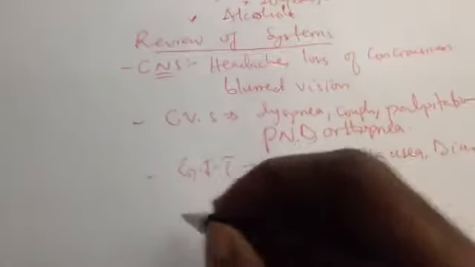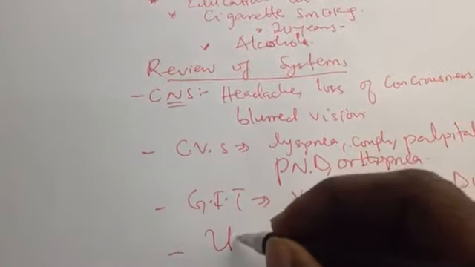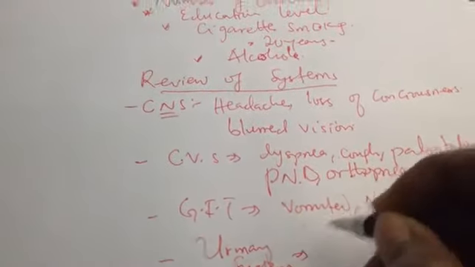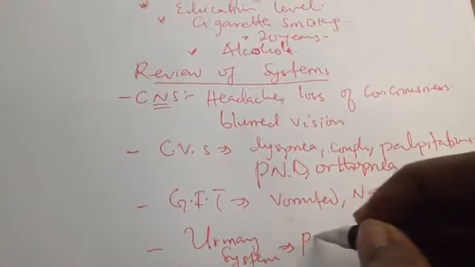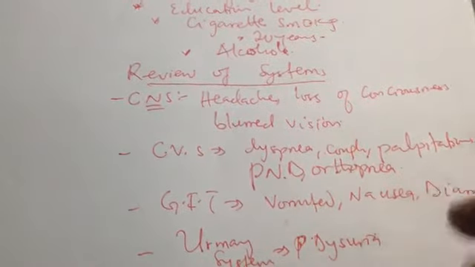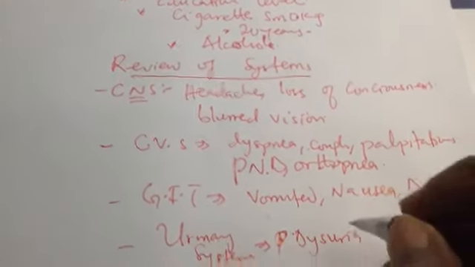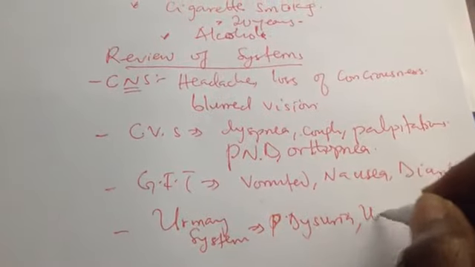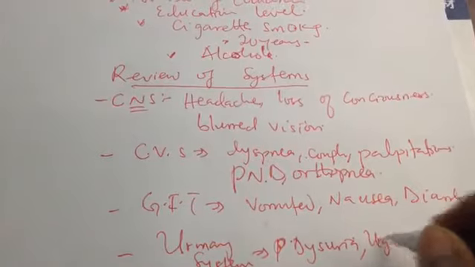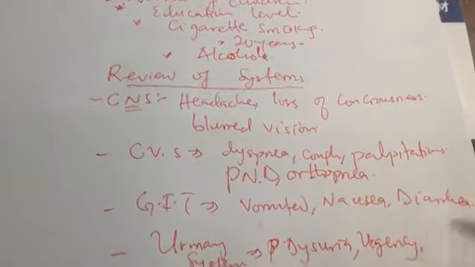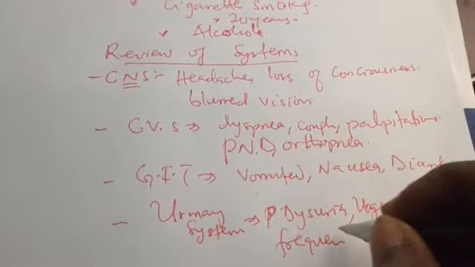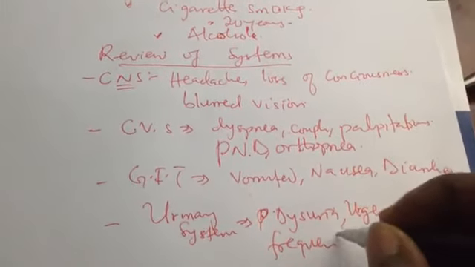Then the urinary system. You have to ask him about painful urine. Are you having problem with painful urine? That is dysuria. Difficulty in urine. Are you having a kind of urgency? Are you having a kind of frequency of urine? Because someone will tell you that within 30 minutes I go to the toilet, for example, 5 times. So this is frequency, right?